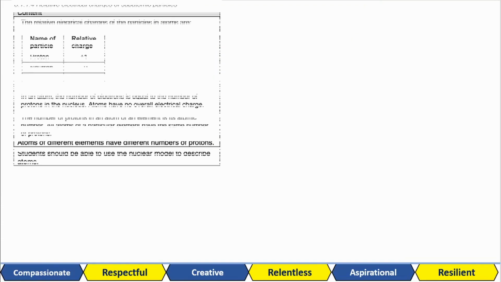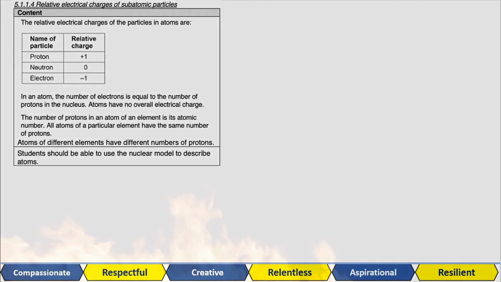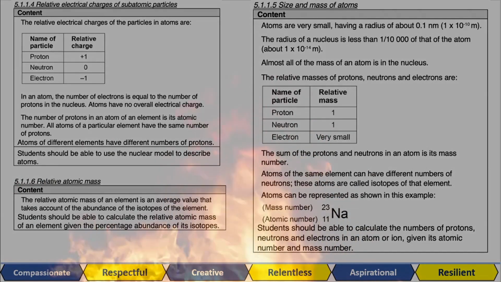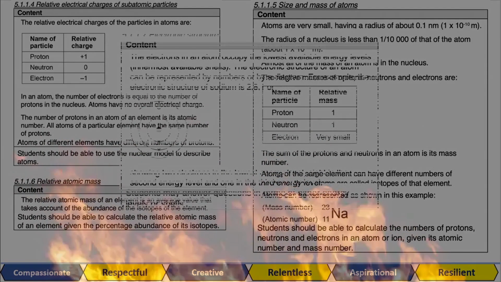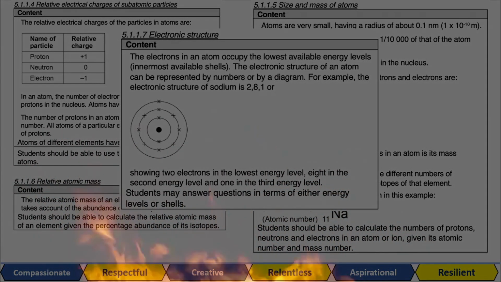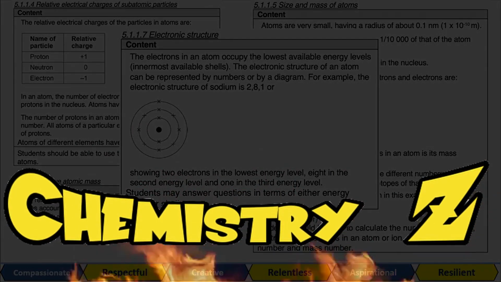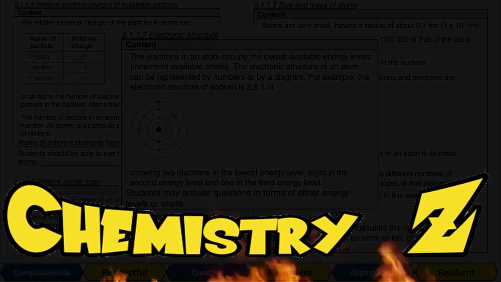And now, 4 separate parts of the syllabus were fused into one giant revision lesson. Will this be too difficult to achieve? Find out on today's episode of Chemistry Z.